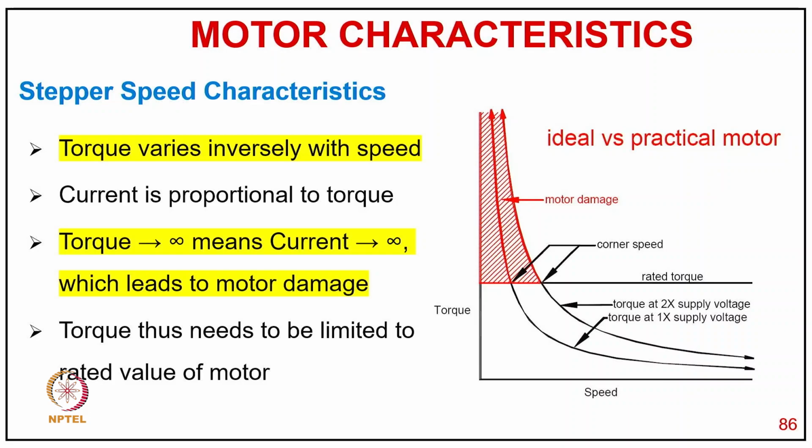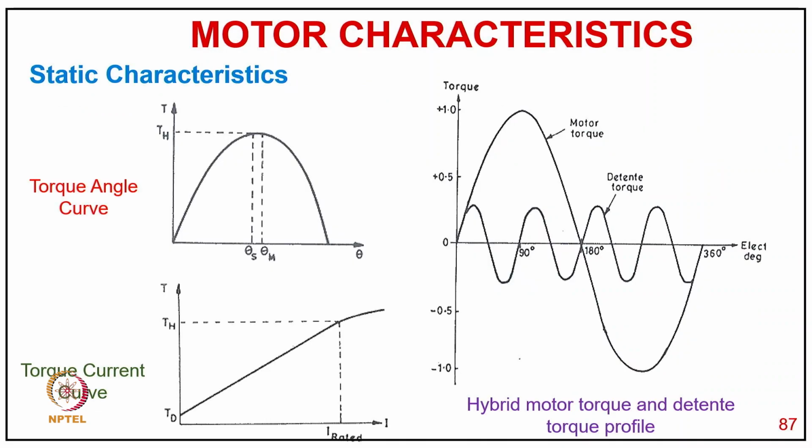Torque varies inversely with the speed, because the current reduces as the speed increases, and we are not able to push that much current for a given voltage. Current is proportional to torque, and to get high torque the current would have to be infinite, which leads to motor damage. So torque needs to be limited to the rated value of the motor. Here you can see the torque angle characteristic, which is the static characteristic, and the linear portion in which we normally operate the motor, with the torque and current characteristic.